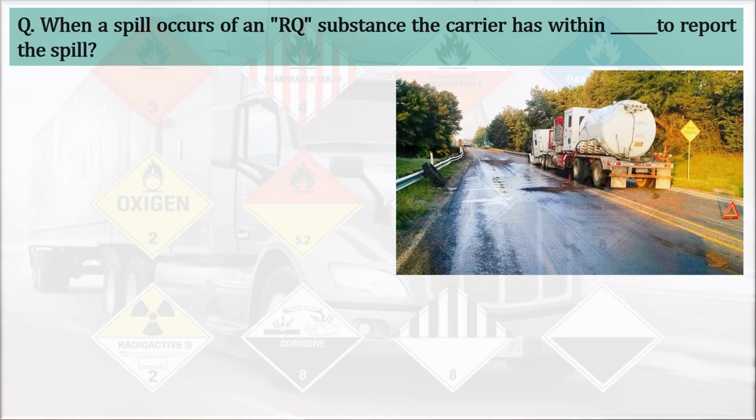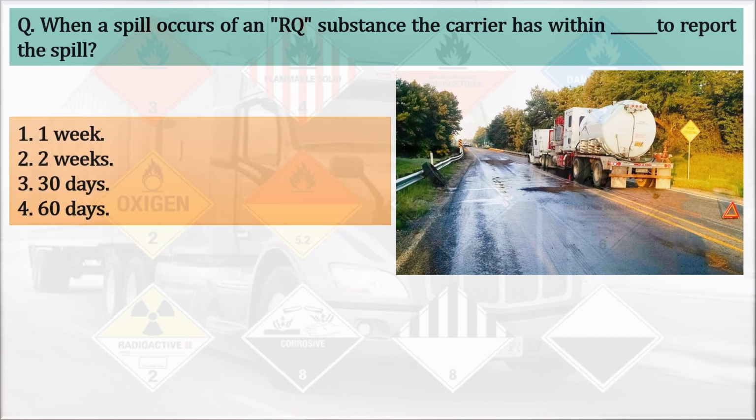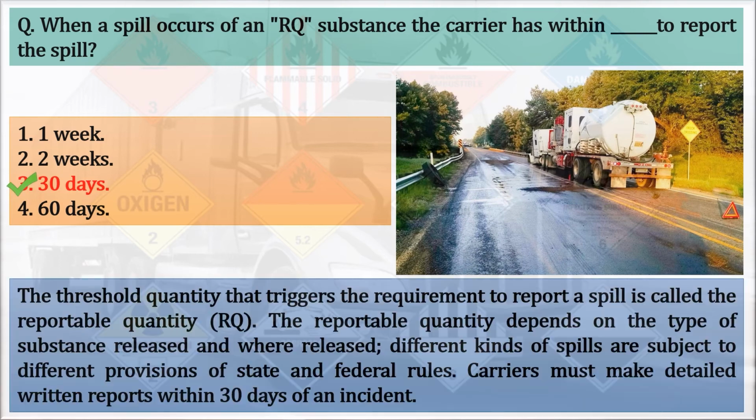Question: when a spill occurs of an RQ substance, the carrier has within what time to report the spill? Option number 1, 1 week. Option number 2, 2 weeks. Option number 3, 30 days. Option number 4, 60 days. The answer is option number 3, 30 days.